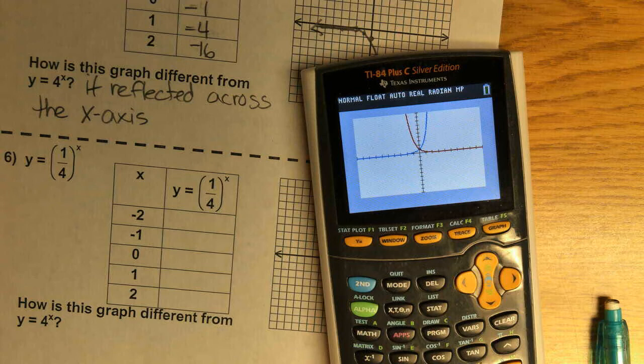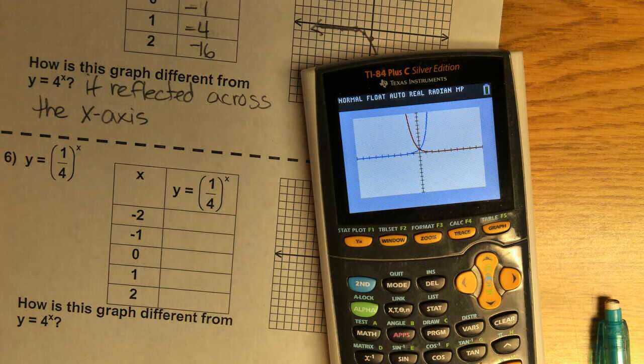Okay, so it's decreasing from left to right. We call that decreasing or increasing. This is actually increasing from left to right. This is decreasing from left to right, correct? But what did it do? Reflected across the y-axis. Look at that. That is a reflection across the y-axis. Very good. So it reflected across the y-axis.